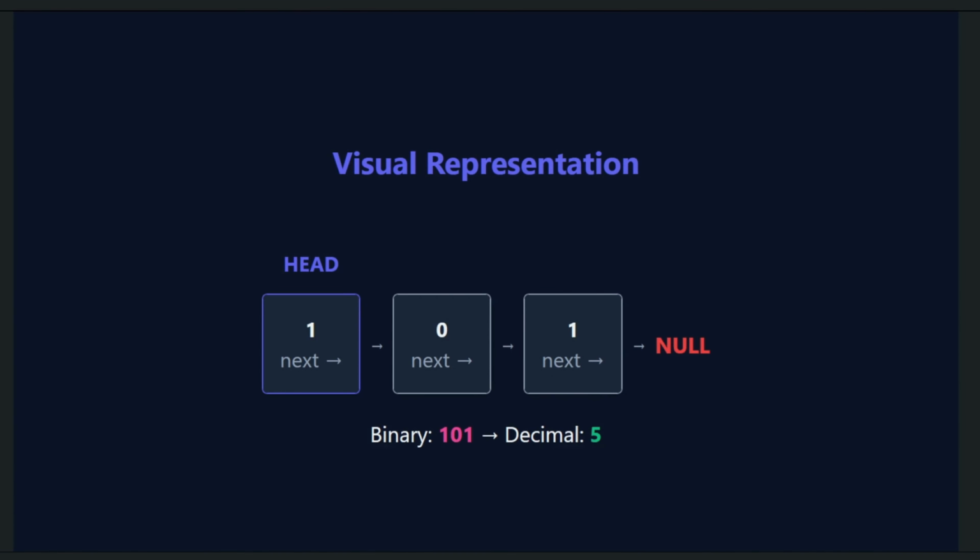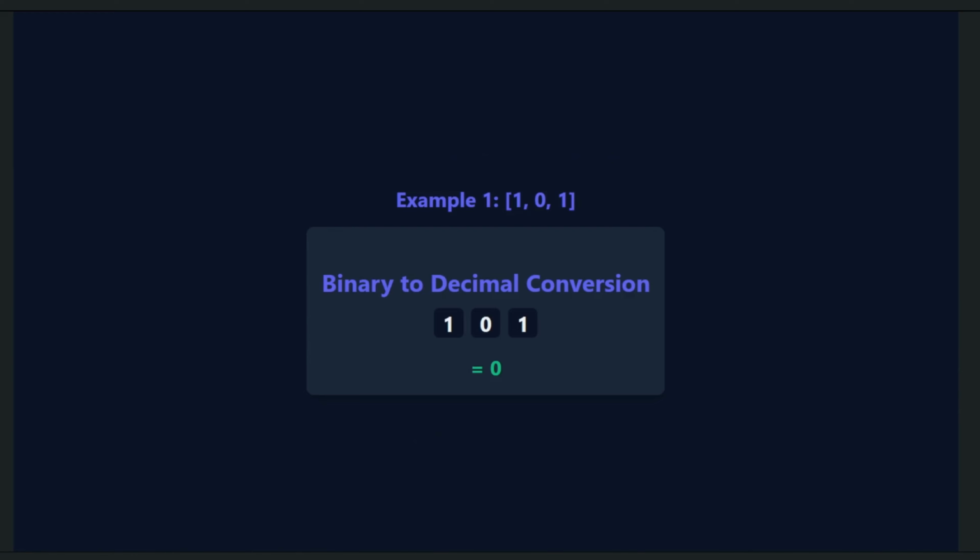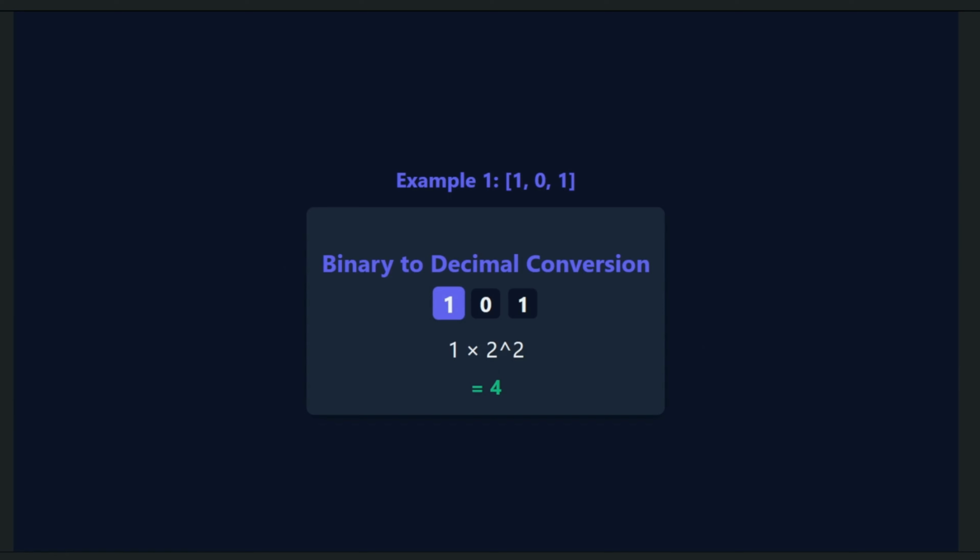Now, let me show you visually what we're dealing with. Here we have a linked list with three nodes: 1, 0, and 1. Notice how the head node, marked clearly, contains the value 1. As we traverse from left to right, we read the binary number 101. Each node points to the next one, and the last node points to null, signaling the end of our list. This binary number 101 equals 5 in decimal. Can you see how the data structure directly represents our number? This visual representation is key to understanding the problem.